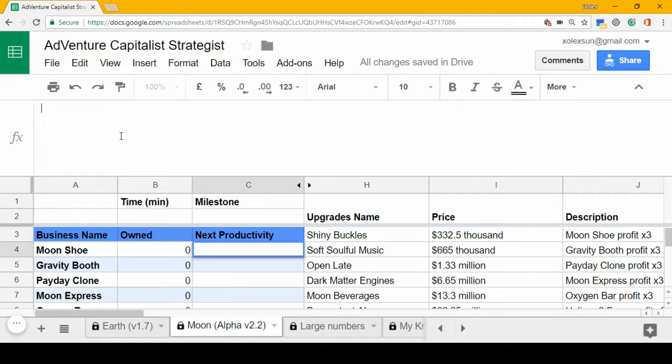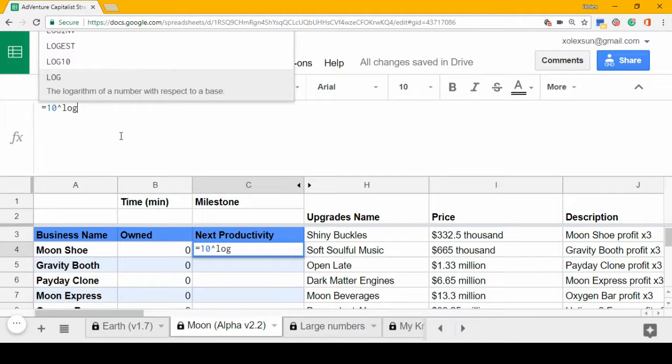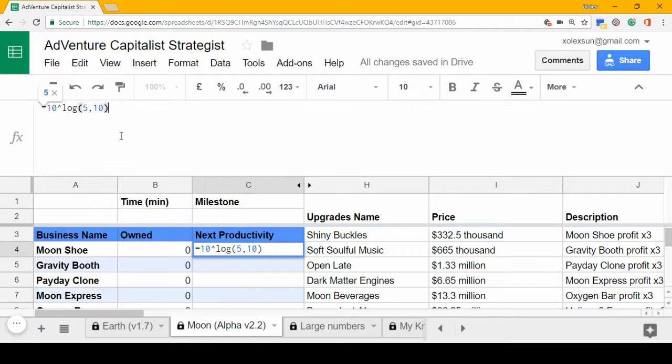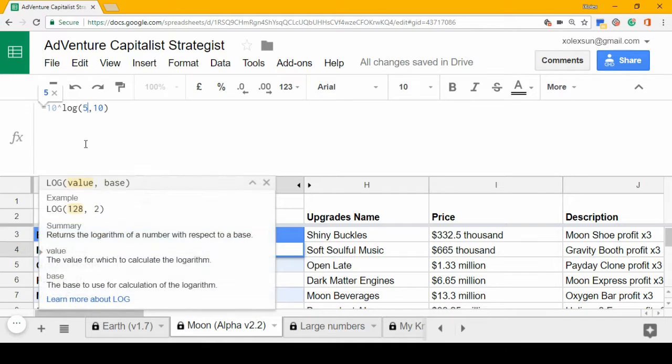Now we know that the formula is 10 to the power of log of any value you want, let's say 5, and base 10 obviously. So now we get the value 5 shown right here. If I press enter, it's still 5. It's just a shortcut that tells me the value is 5. Now let's change the other value, let's say 99, and we get 99. So what I did was I just reversed the definition of log and I get the value that I want.